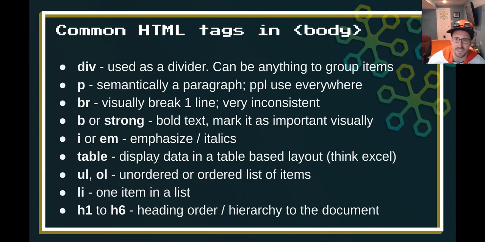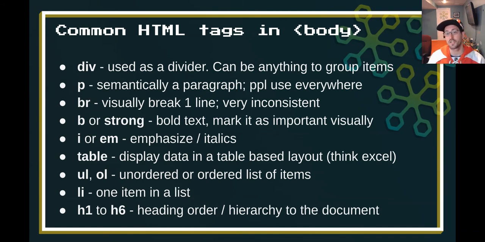So some other tags you commonly see: div is just a divider, just groups stuff visually. It doesn't provide any other purpose. P is semantically a paragraph. People use them all over the place. It also kind of doubles as just a divider, but it is supposed to be for semantically that you are writing text that is in a paragraph form so that, you know, if you're in Microsoft Word or Google Docs or whatever, you hit enter and it makes a new paragraph. That's supposed to be what each of those are.